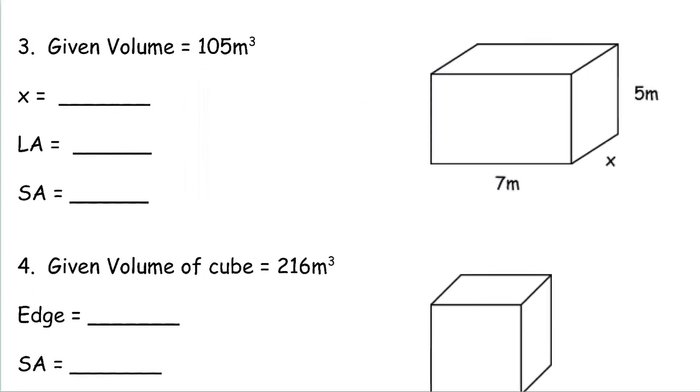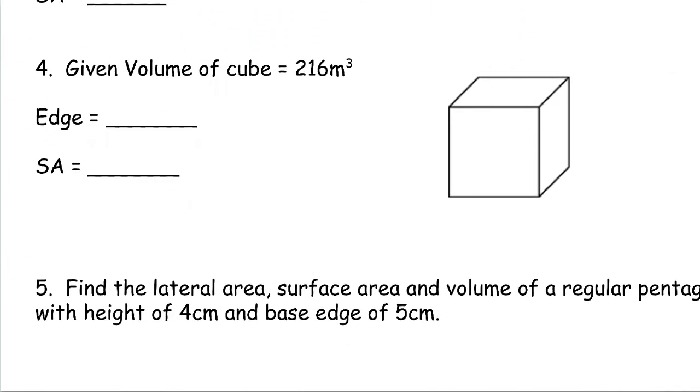All right, given our volume of 105 meters cubed, let's go back all the way to what a box is. A box is length times width times height. If I know that is 105, then that will be 7 times 5 times x. If I do 105 divided by 35, I end up with an x of 3 meters. And now we can find our lateral area and our surface area from there. I'm going to leave those alone. I'm confident you guys can find those. We can go back to it later if you need to.